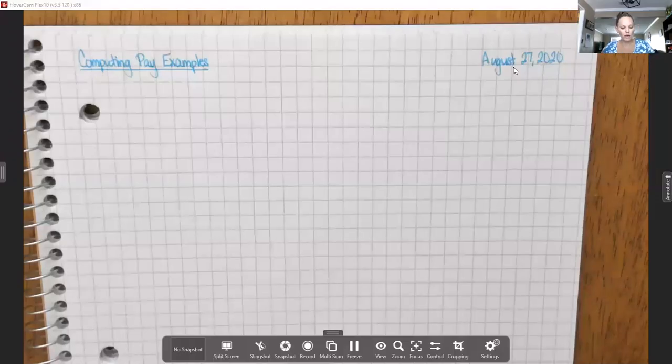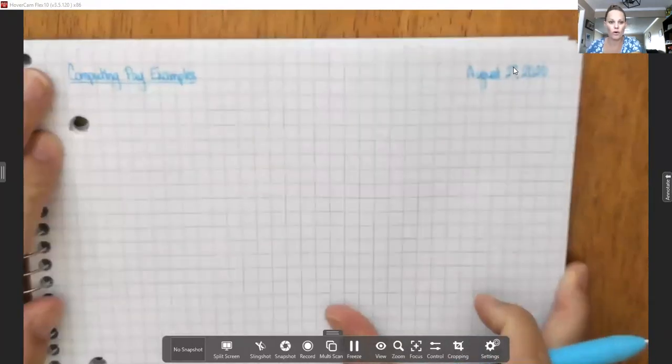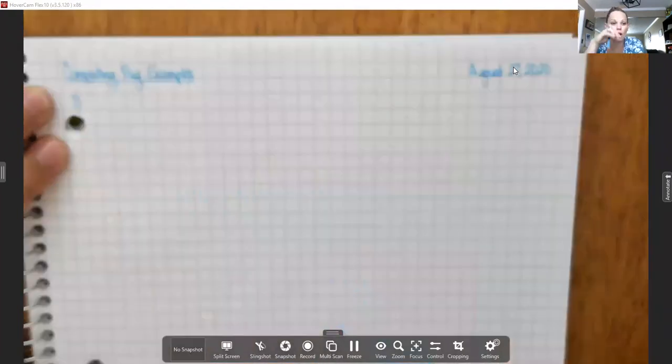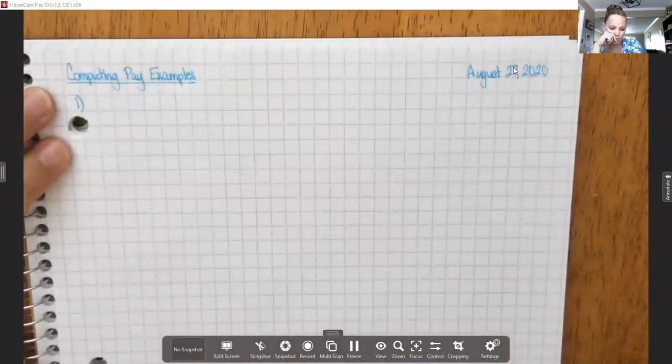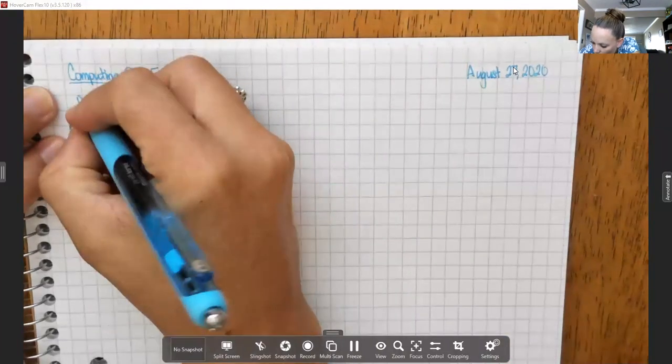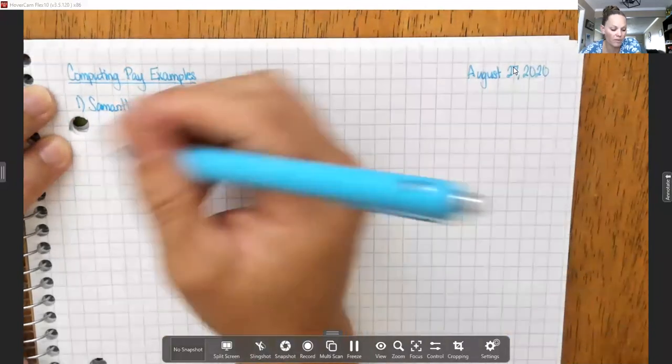So we're gonna do some computing pay examples, and this is going to be like your homework tonight. We're gonna end up doing 8 examples. Some of them are pretty straightforward. So these notes do need to be somewhere in your assignment that you're going to turn in. And I'm going to write the problems out on here.